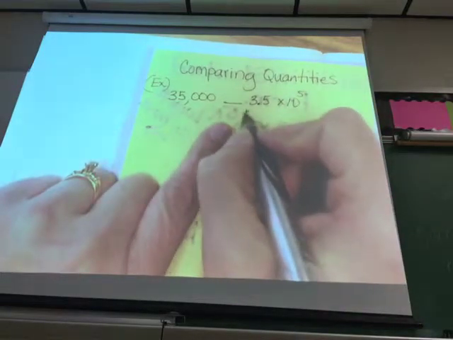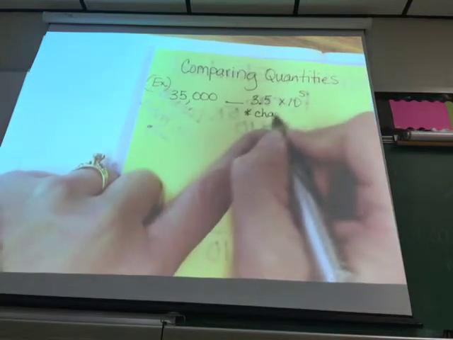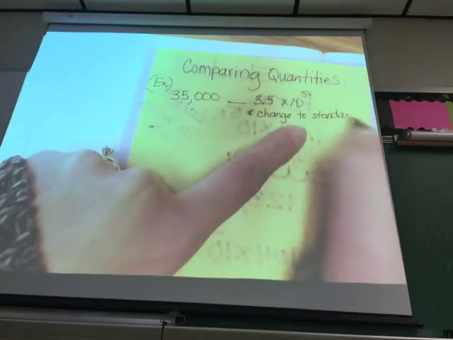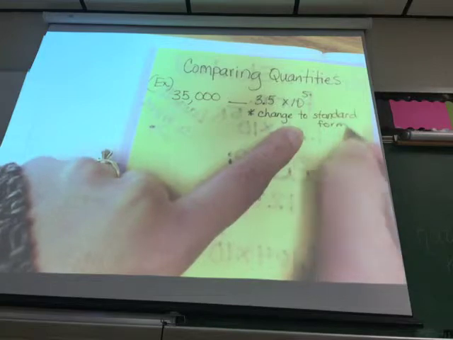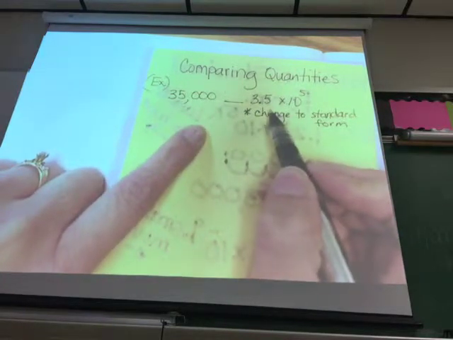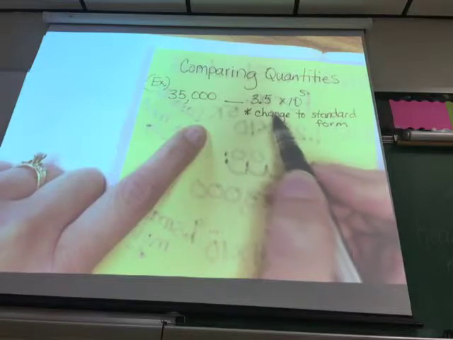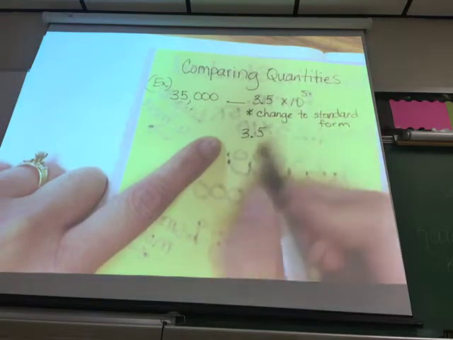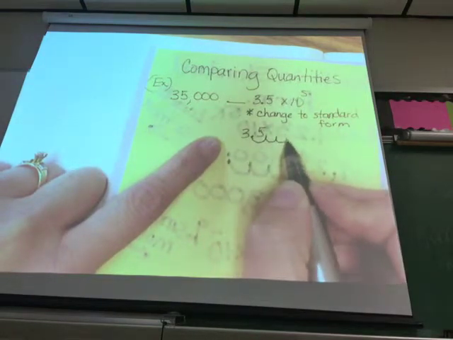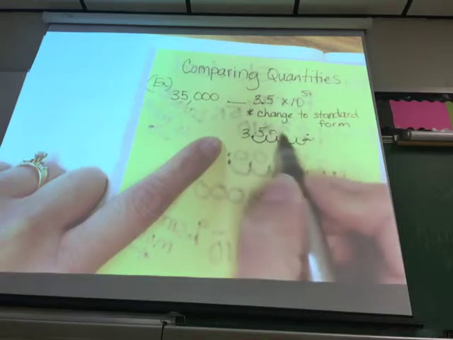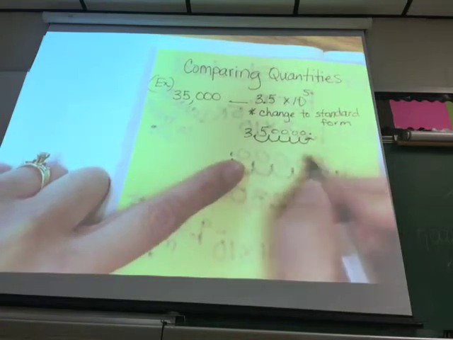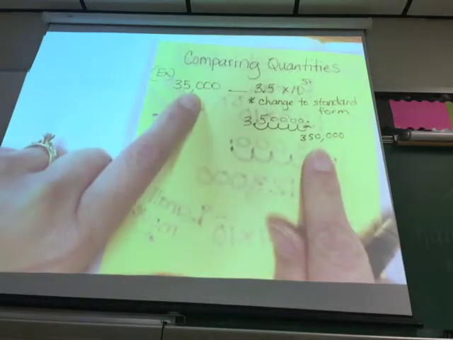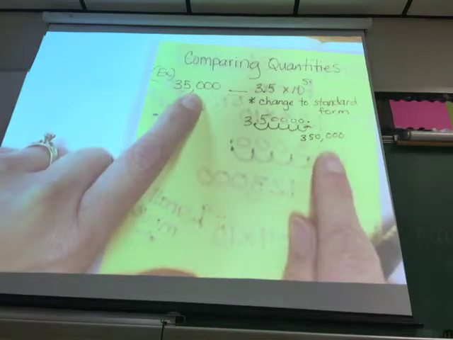So I'm going to put a little note right here that says we want to change this, change to standard form. That way you can compare. So change to standard form. We did a little practice on this on our iExcel accounts the other day, so this should be pretty easy. This tells us how many times to move the decimal. 5 to the right. 1, 2, 3, 4, 5. Put your decimal and add in your zeros. So your number becomes 350,000.